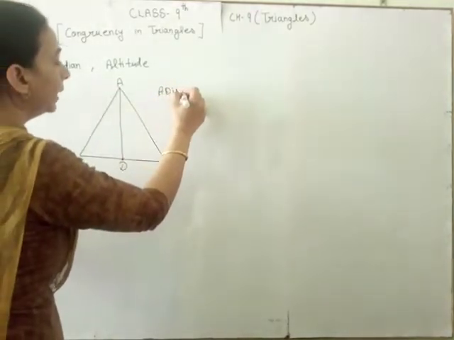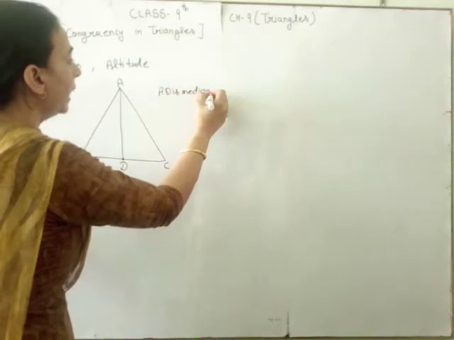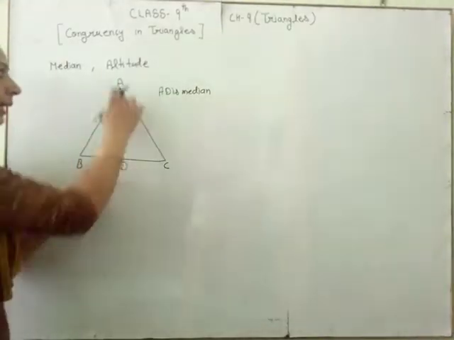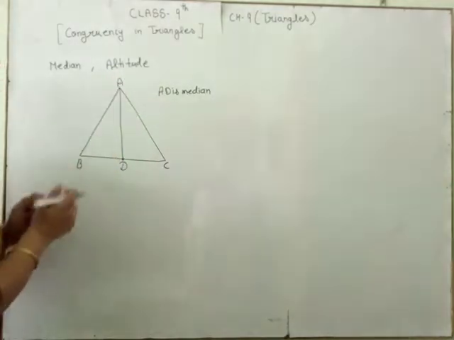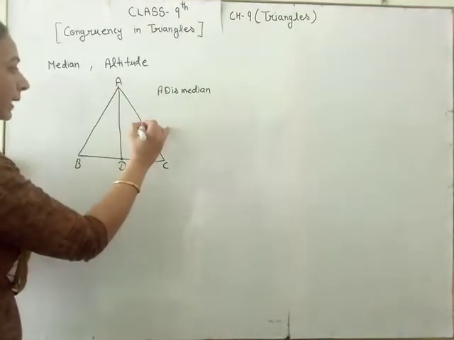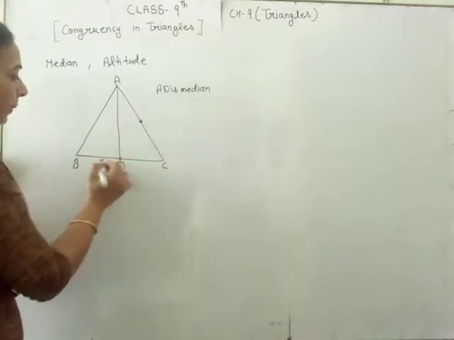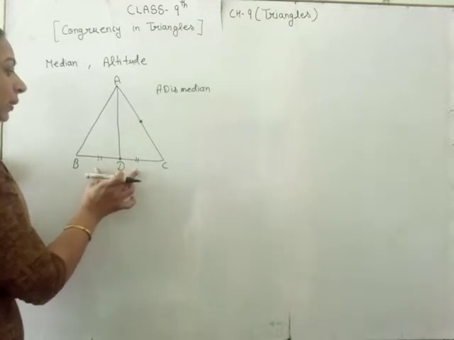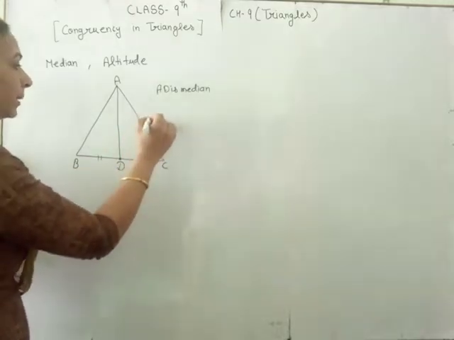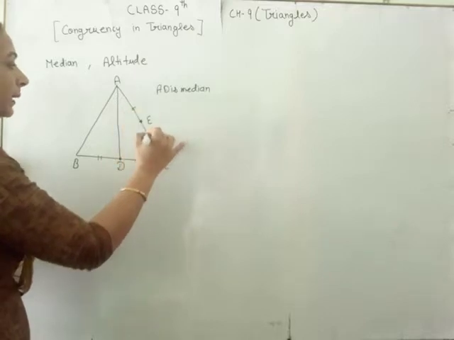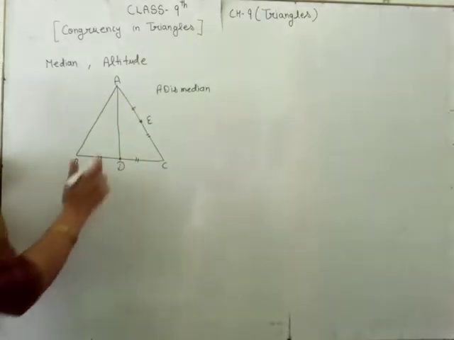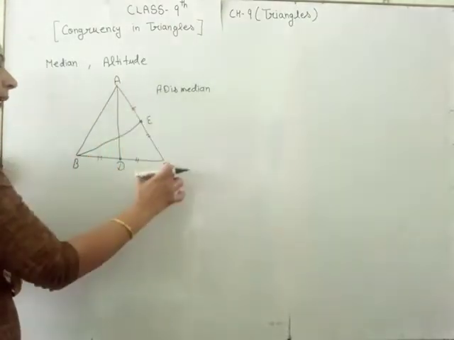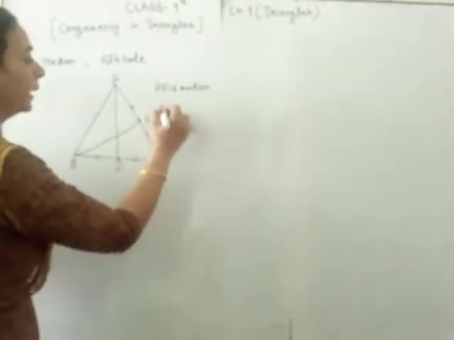AD is a median. AD is a median joining the midpoint of BC to the point A. Okay, same, if we take the midpoint of AC, then this is the midpoint. Midpoint means these two parts are equal, because D divides the side into two equal parts. If this is the midpoint, then both parts are equal. Okay, and we join the opposite vertex to point E. E is the midpoint of AC, then BE is also a median.